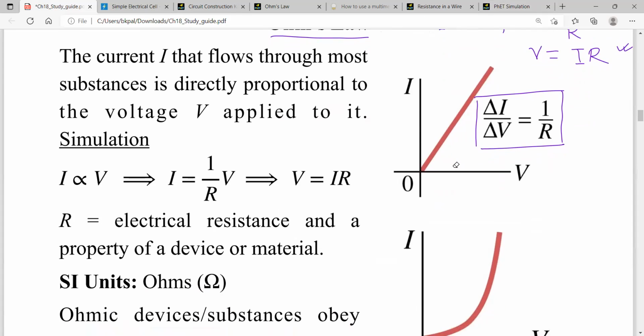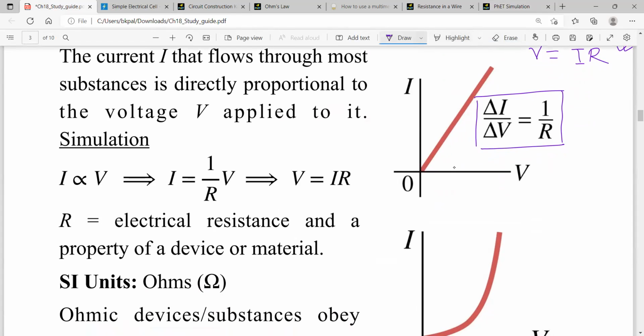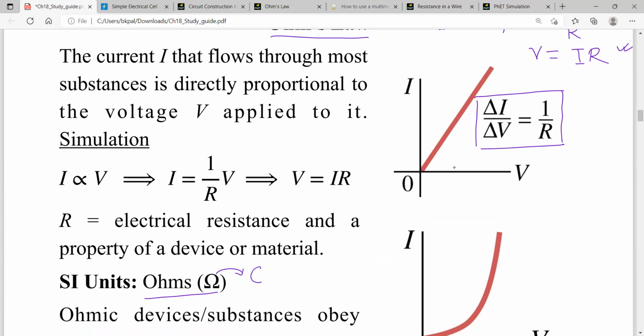Now what is the standard international unit for resistance? It is the ohm. We use this symbol to represent ohms, and it is a capital omega, a Greek letter. This symbol means omega.